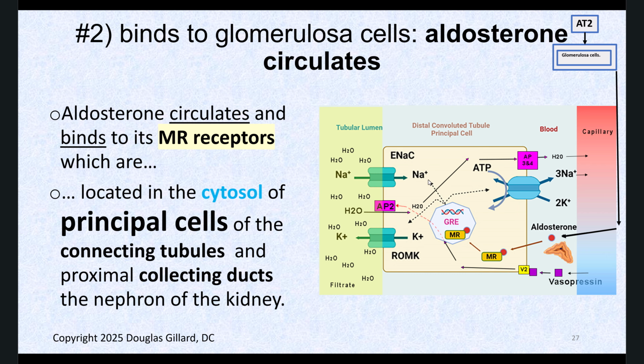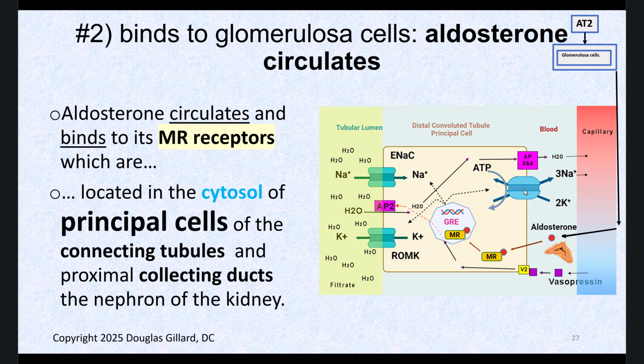It manufactures new epithelial sodium channels called ENaCs or ENaC channels. Kind of redundant, but I like to call them ENaC channels. It also makes ROMK channels. Those are renal outer medullary potassium channels. And it makes extra sodium potassium ATPases. Remember, these are on the basolateral surface. This is the basolateral surface. This is the apical or luminal surface. So ROMK channels and ENaC channels are on the luminal or apical surface, and the extra sodium potassium ATPases are put on the basolateral surface.